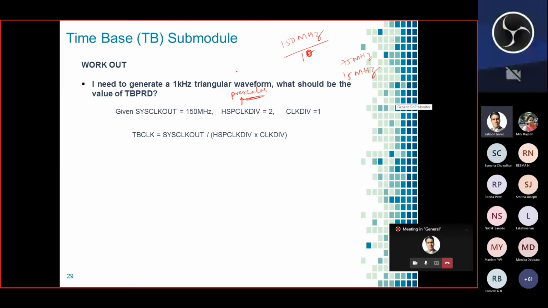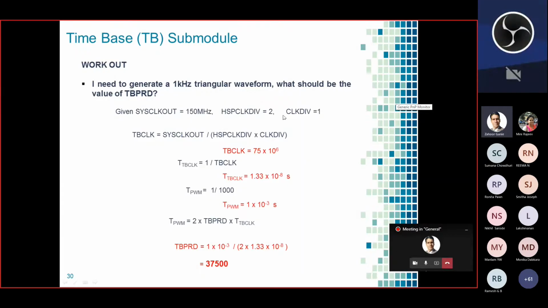That means whatever switching frequency you use, to improve its precision and resolution, we use this prescaler. As we are dividing by 2, it will become system clock by 2 into 1, that is 75 megahertz. So the time-base clock will now be 75 megahertz, and you can have the time-base clock inverse, that is the time of this time-base clock value. TPWM is 1 upon 1000, since we want 1 kilohertz.